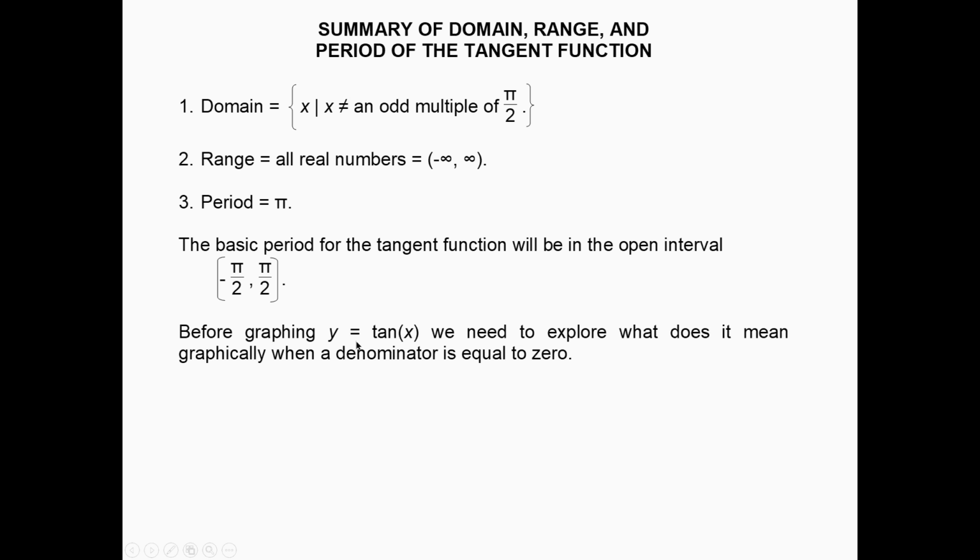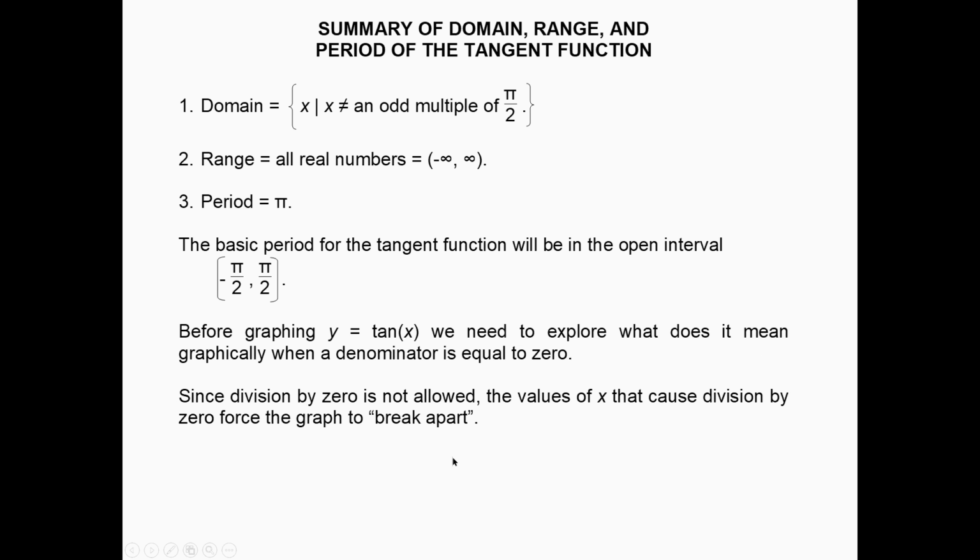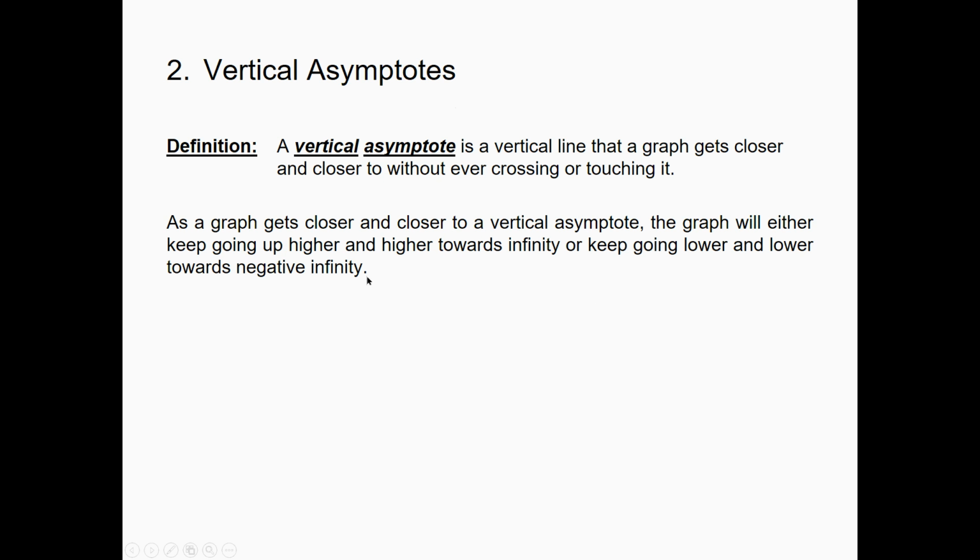So before graphing, I'll actually need to explore what it means graphically when the denominator is equal to 0. Since division by 0 is not allowed, the values of x that cause division by 0 force the graph to break apart. The graph breaks apart. It's not in one piece. So, vertical asymptotes. A vertical asymptote is a vertical line that a graph gets closer and closer to without ever crossing or touching it. As a graph gets closer and closer to a vertical asymptote, the graph will either keep going up higher and higher towards infinity or keep going lower and lower to minus infinity.